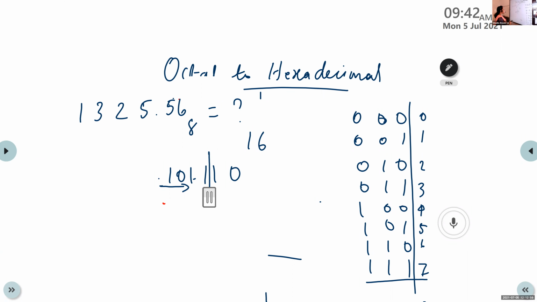Is it clear, Naveen, Darshan? Okay. This part is okay. Then after the point, you have to group them from the point itself. Okay.